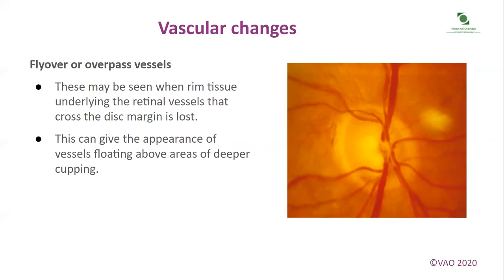Flyover or overpass vessels. These may be seen when rim tissue underlying the retinal vessels that cross the disc margin is lost. This can give the appearance of vessels floating above areas of deeper cupping.